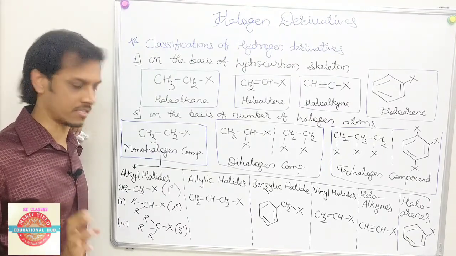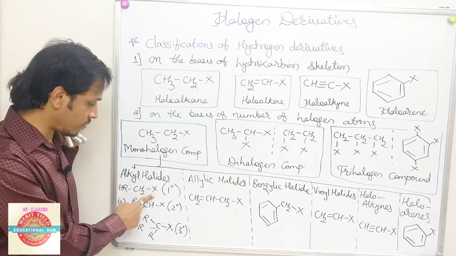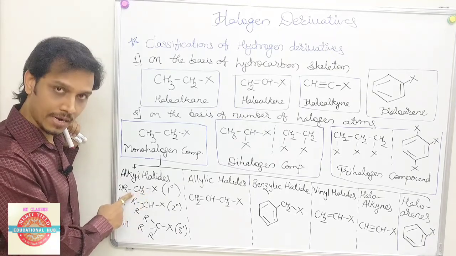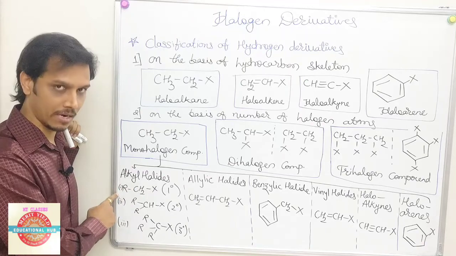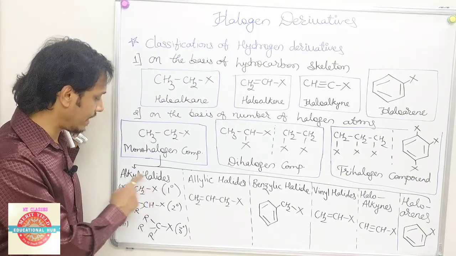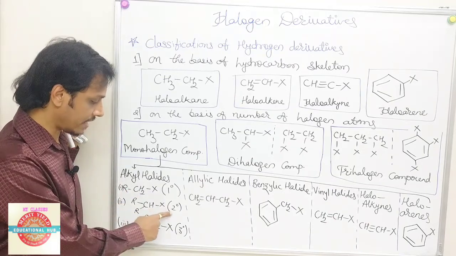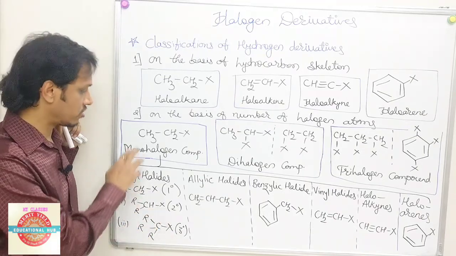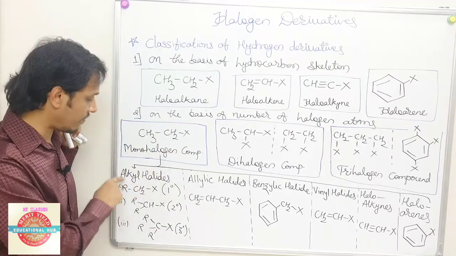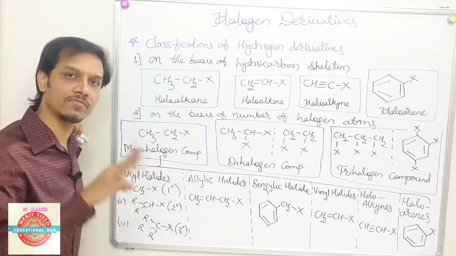sp3 hybridized carbon system. So here you can see halogen is bonded to a carbon atom which is bonded to one another carbon atom only. So here primary alkyl halides is the first type, the second is secondary, third is tertiary. So monohalogen derivatives, in that we have first alkyl halides. In that alkyl halides we have three types.